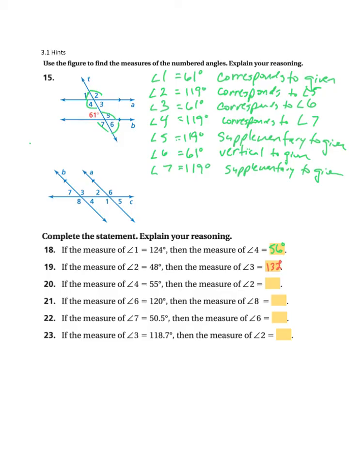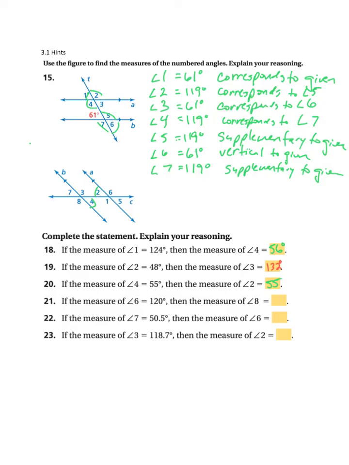All right, our next problem tells us that angle 4 is 55 degrees, so what's the measure of angle 2? Well, this one's a little bit easier because it's a direct relationship. They are alternate interior angles, so they must have the same measure of 55 degrees.